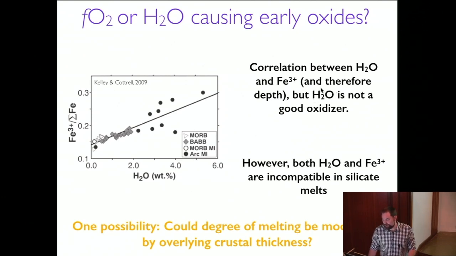But can we really only suggest that water is causing this enrichment? Because water is not a very good oxidizer, as many different experimental studies have shown. But we have to bear something in mind. Water and Fe3+ in silicate melts are incompatible. And so one of the working hypotheses, or the model we developed to explain this correlation between iron content, depth, and water content, and potentially the oxygen fugacity of the magma, is: is it possible that the degree of melting is modulated by the crustal thickness, the overlying crustal thickness? Because we know there's a relationship now between iron and crustal thickness.